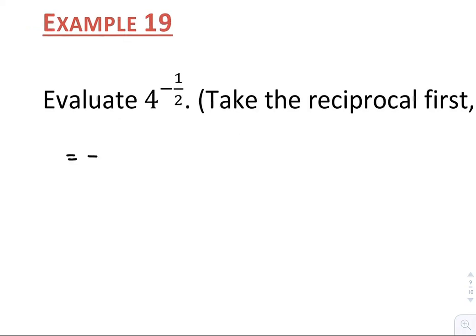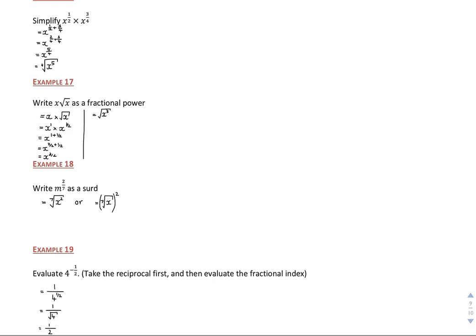Example 19. Evaluate 4 to the power of -1/2. There is a note here that you should take the reciprocal first, i.e. we're going to make that power a positive using the 7th index law. So we'll first off go 1 on 4 to the power of a half. We're now looking to convert that 4 to the power of a half to a surd. When we do this, we'd have the square root of 4, and we know that the square root of 4 is 2, so we can actually simplify this all the way down to 1/2.